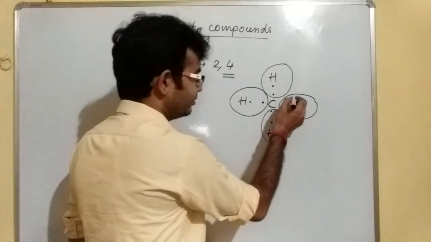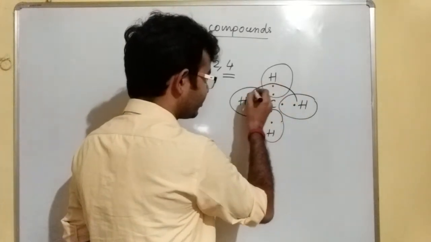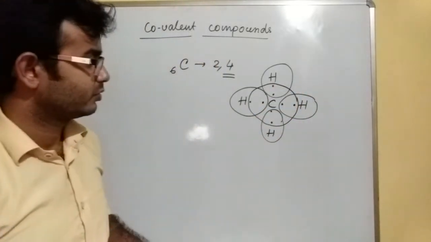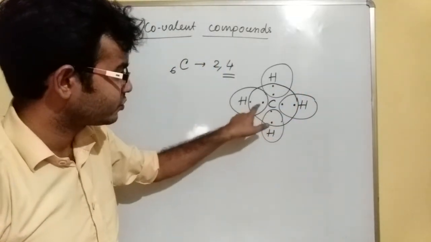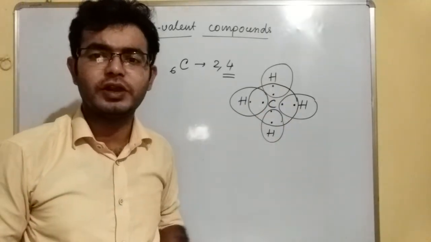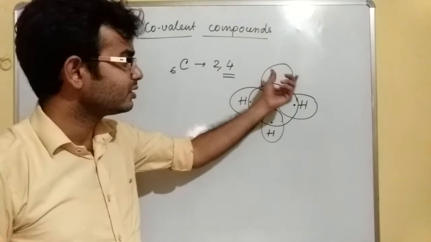So here now the number of valence electrons in carbon will be this. Okay, so here the number of valence electrons in carbon is 2, 4, 6, 8. So all have filled the octet, and all hydrogens have filled the duplet. Okay, so this one is CH4.